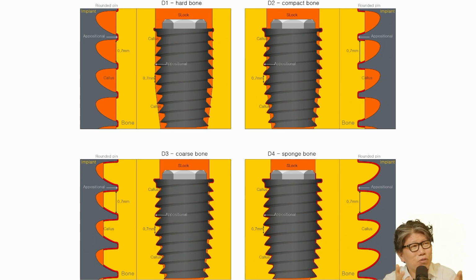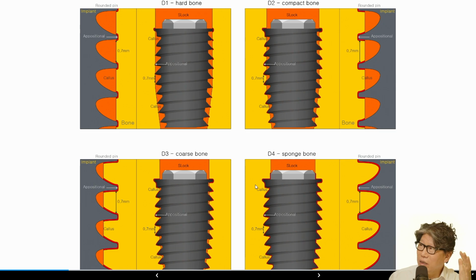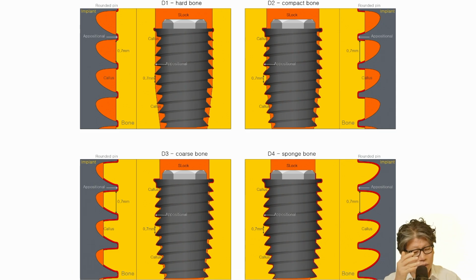Anyway, we wait around 3 to 6 months. For D4 bone, we wait about 6 months. Some people wait up to a year. If you keep hitting it like this after that, it makes a dull sound. The bone around it is all D4 bone, right? But the bone density in the area connected to the implant should be higher. But I don't think that's the case.